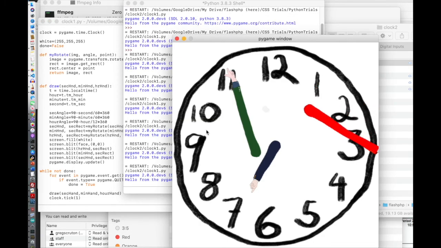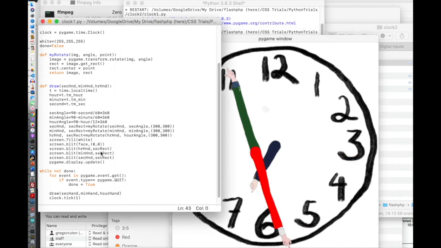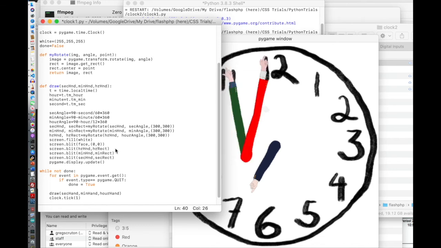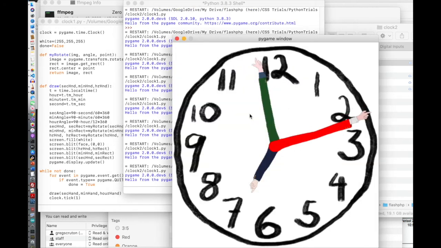Okay, so some errors were made. I'm drawing them all with the second rectangle. That's the mistake. It's second rectangle only for the second hand. This is going to be our min rectangle, and this is going to be our hour rectangle. And we're drawing the hour hand with the hour rectangle, and we're drawing the minute hand with the min rectangle. Save that. Interesting error though. Function F5 to run. And here it is.